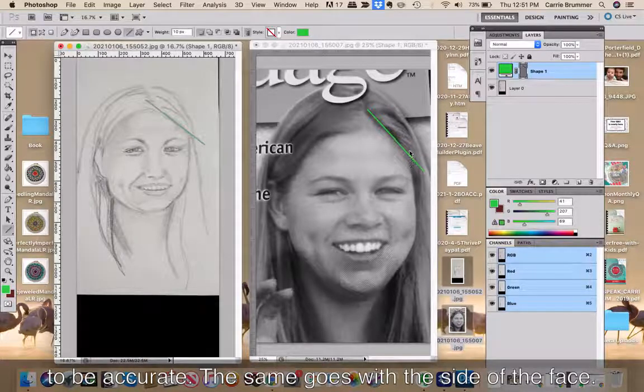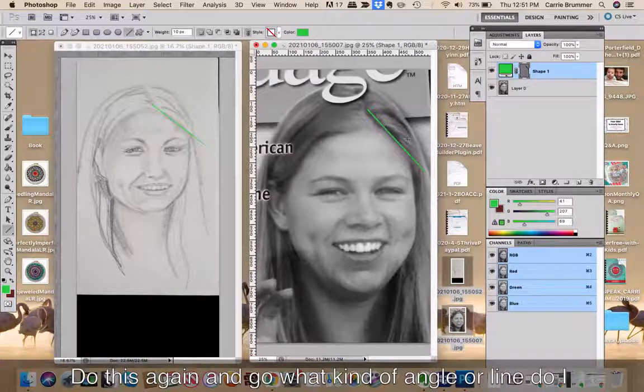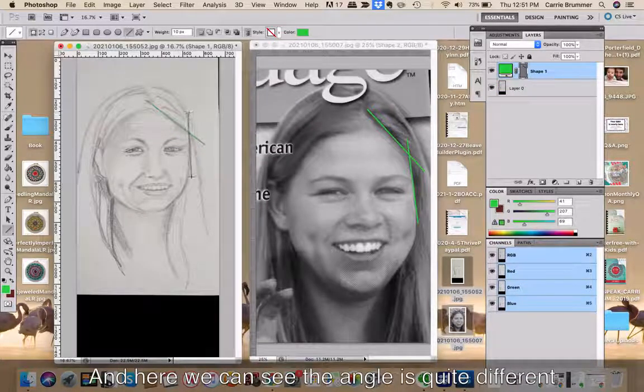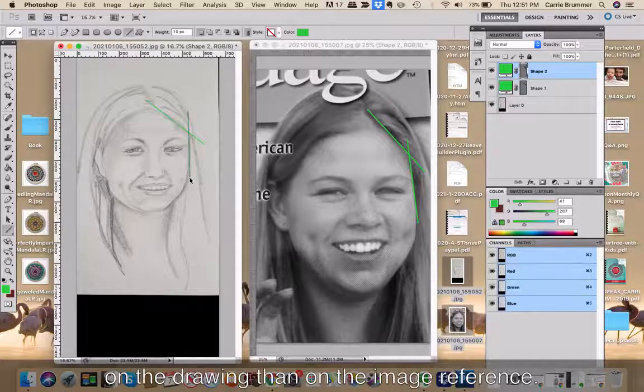And the same goes with the side of the face. You could do this again and go, okay, what kind of line and angle do I see for the top part of the cheek and face? And here we can see that the angle is quite different on the drawing than on the image reference.